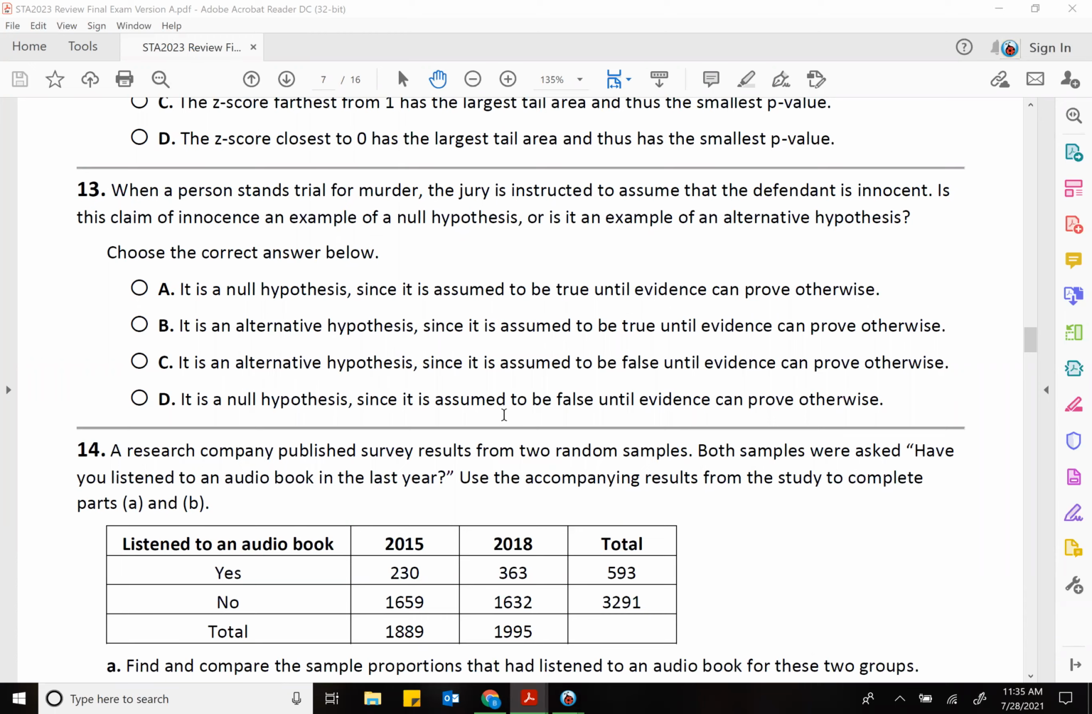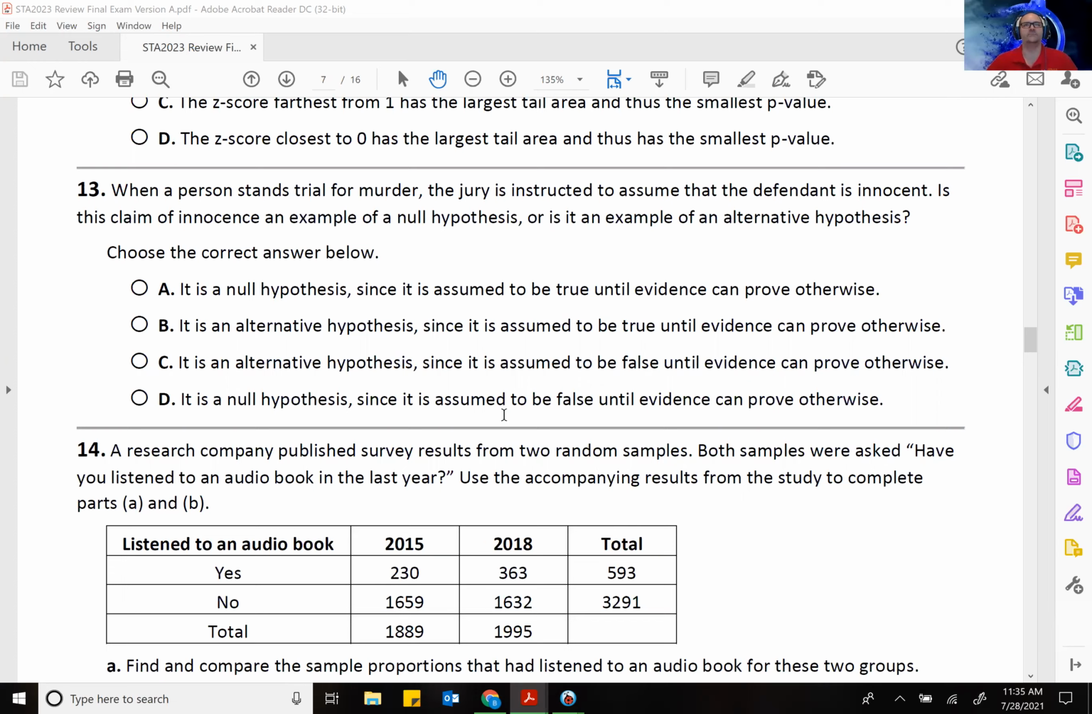Great. Awesome. So 13, when a person stands trial for murder, the jury is instructed to assume the defendant is innocent. Is the claim of innocence an example of the null hypothesis, or is it an example of the alternative hypothesis? Would it be A? Yeah, agree. I mean, I think so, yeah.